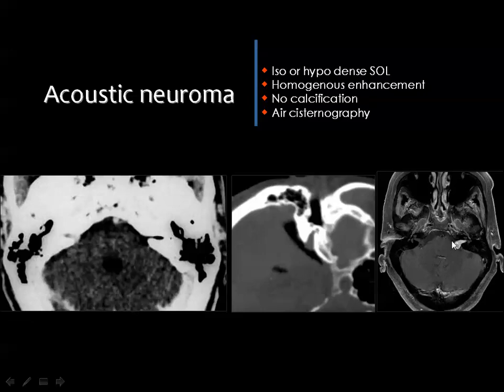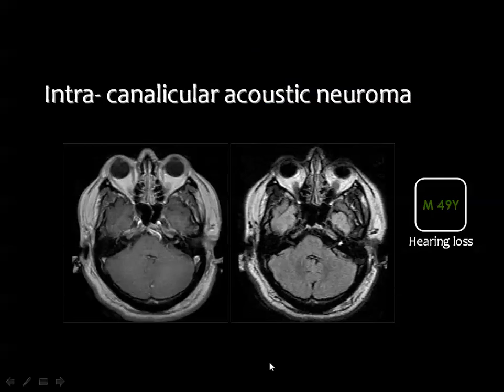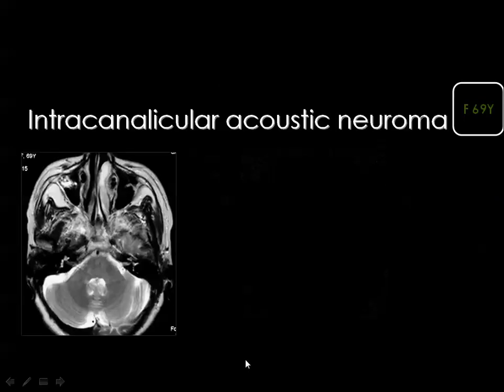Then you can see the tumor, which is filling the internal canal with a small extracanalicular extension. Very small intracanalicular acoustic neuromas can be easily identified by MRI T1 weighted image, and especially the T1 post contrast. Here you can see a very small lesion inside the left internal canal, and after injection of contrast, you can see significant enhancement of the lesion.